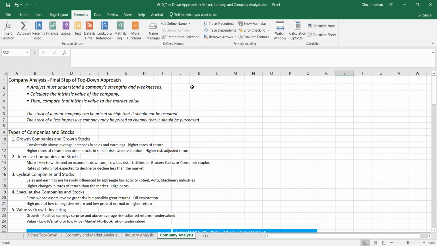Company analysis. That's the last stage. So analysts must understand a company's strengths and weaknesses and calculate the intrinsic value of the company, and then compare that intrinsic value to the market value and make a conclusion about the attractiveness of investment in that company or the stock, right? Based on the undervaluation or overvaluation. Okay.